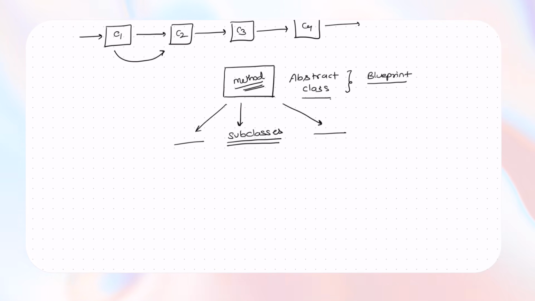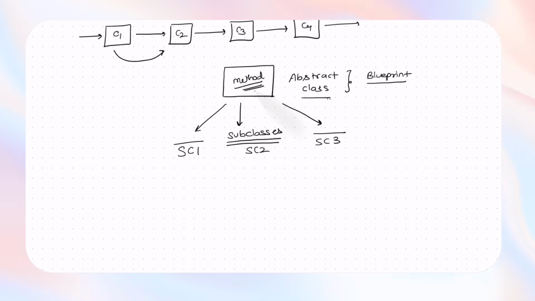So all these subclasses, let's call them SC1, SC2, and SC3, that are inheriting from this abstract class will have this method implemented in their class also. So if I call this method m, I will find this method over here also, over here also, and over here also.